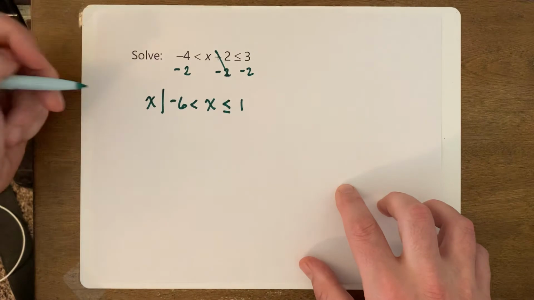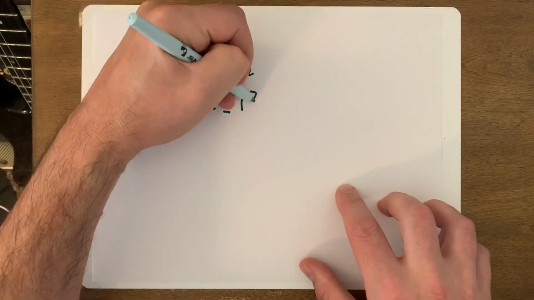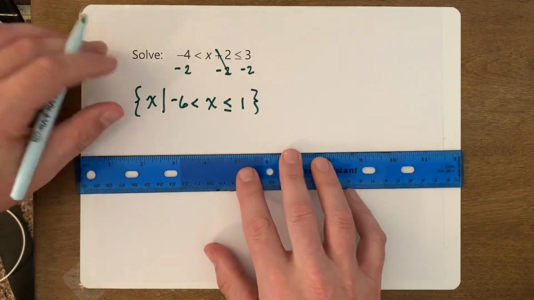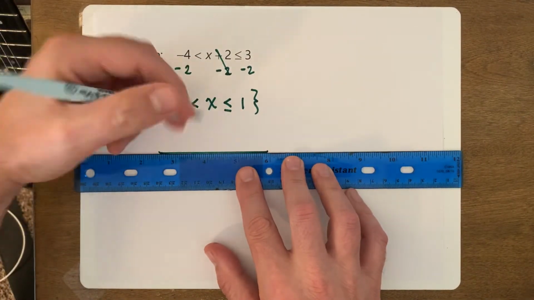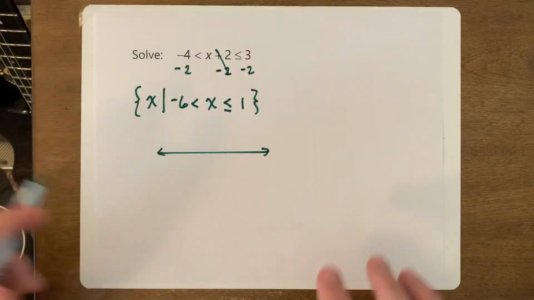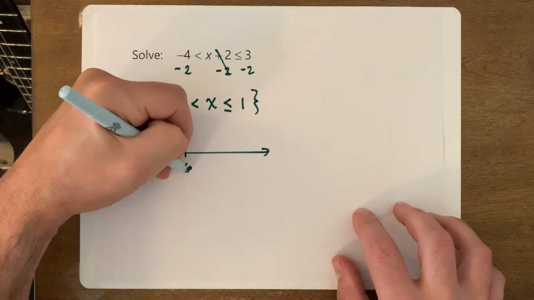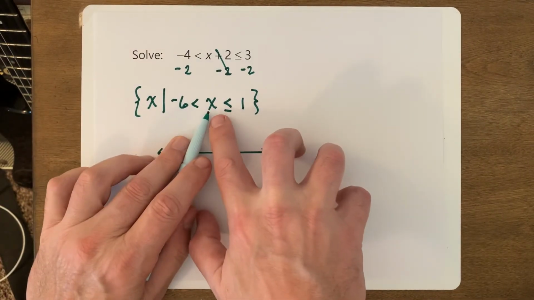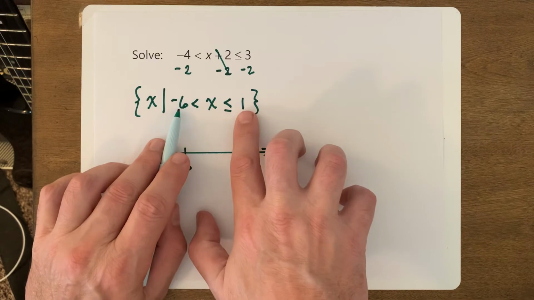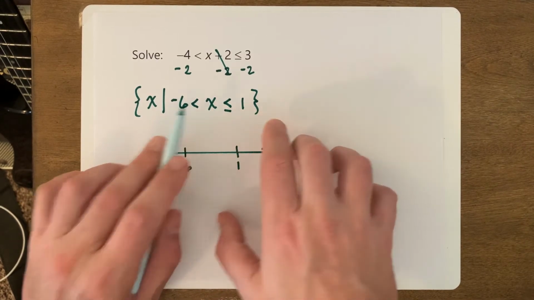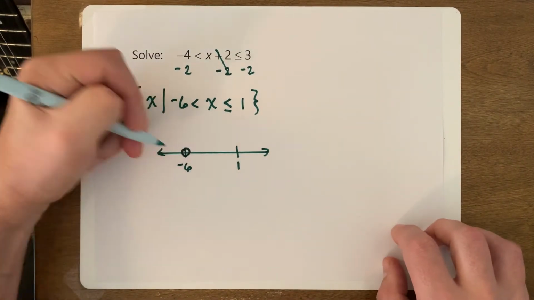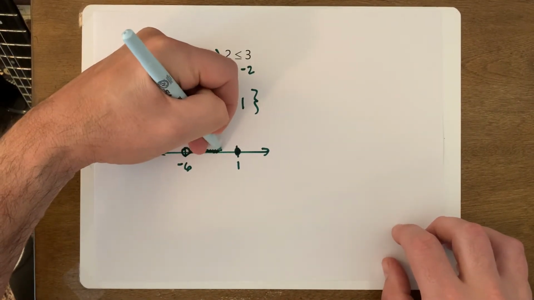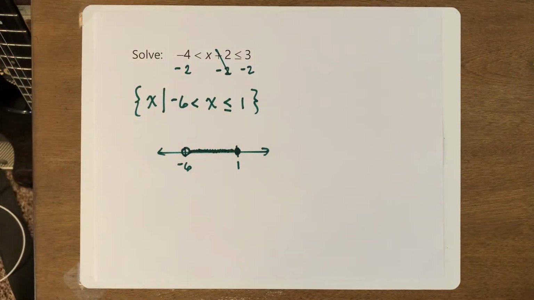If you want to write this in set builder notation, simple. All real x such that, and then you just put a couple curly brackets in there. That's done. If you want to graph the solution set, which is very frequent, no problem. -6, 1. This means all real numbers between -6 and 1, but not including -6. So open circle here, closed circle there, and then you just shade the middle part. And that's how you solve those.